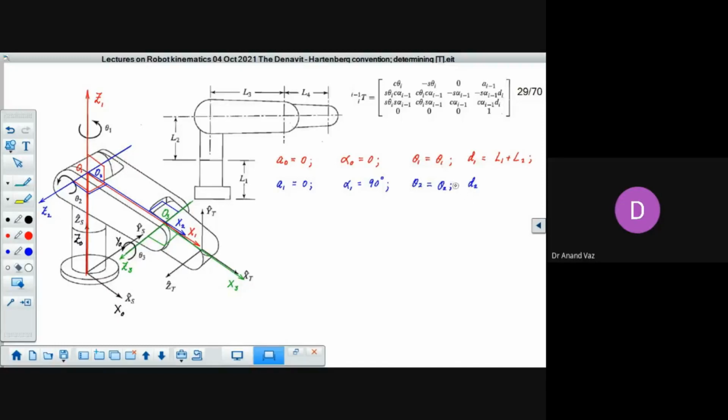Then we have d2, which is the joint offset corresponding to joint 2. Look at z2. The distance that you measure from x1 towards x2 along z2, and you can see both x1 and x2 are coinciding, they cut at the same location. So even if x2 turns, the point of intersection here will be the same, and this corresponds to 0. So joint offset is 0.